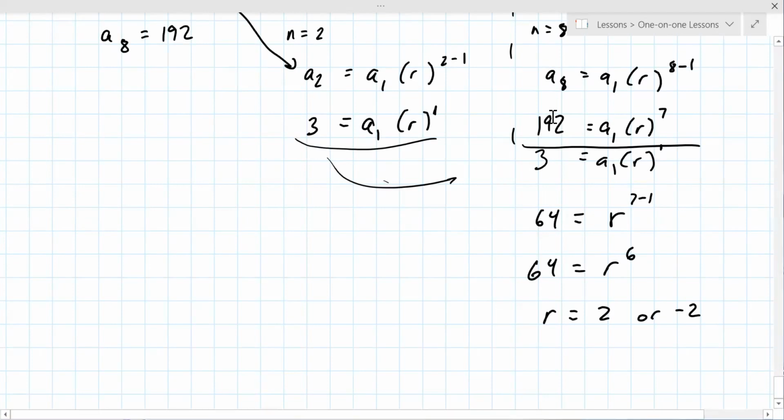Actually, this problem, they probably weren't expecting that. It's probably 2, but it could be negative 2. So, any questions on that part? No, that actually makes sense.